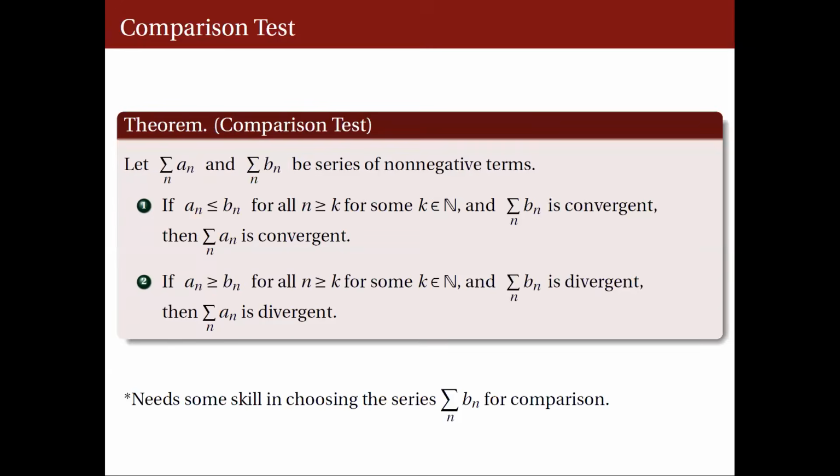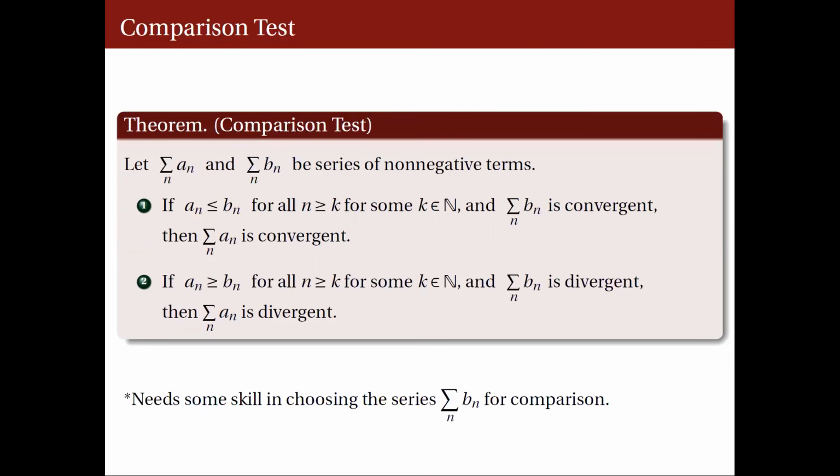For case 2, if a sub n is greater than or equal to b sub n for all n greater than or equal to k for some natural number k, and if summation of b sub n is divergent, then the series summation of a sub n is also divergent.